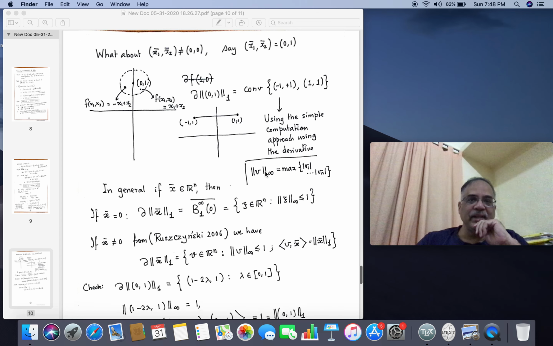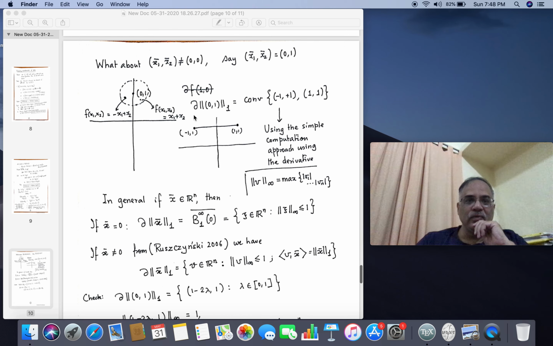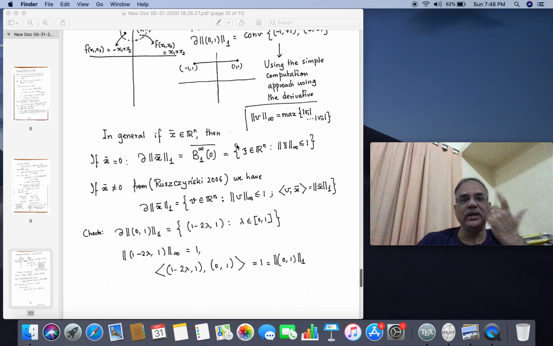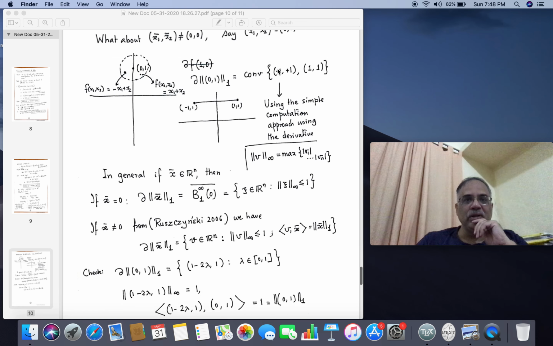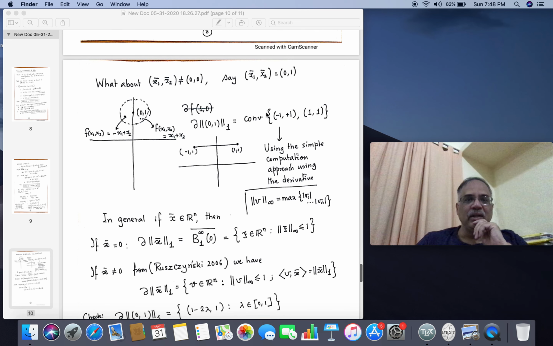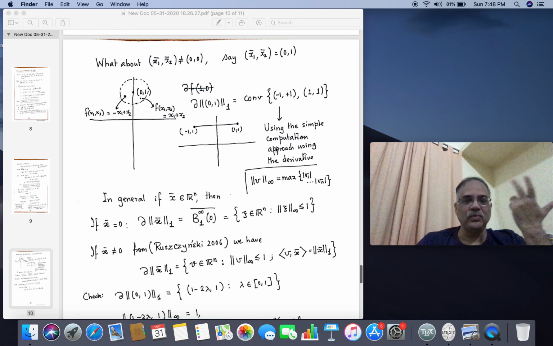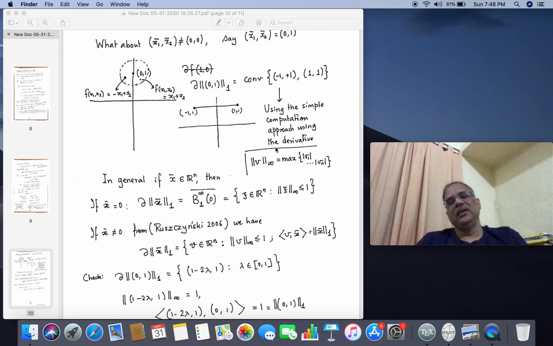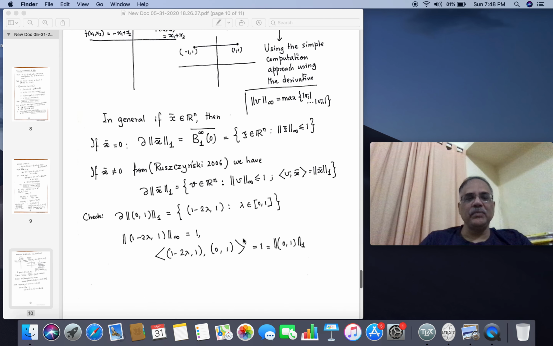But for the case we have done, for example, at (0, 1), let us check it out. This convex hull can be written down in a more compact form, by taking lambda times (-1, 1) plus (1 minus lambda) times (1, 1), or whichever way you want to do it. So it can be written like this. You can show that this infinity norm is 1 and this product is also 1, which is the same as the norm of (0, 1).